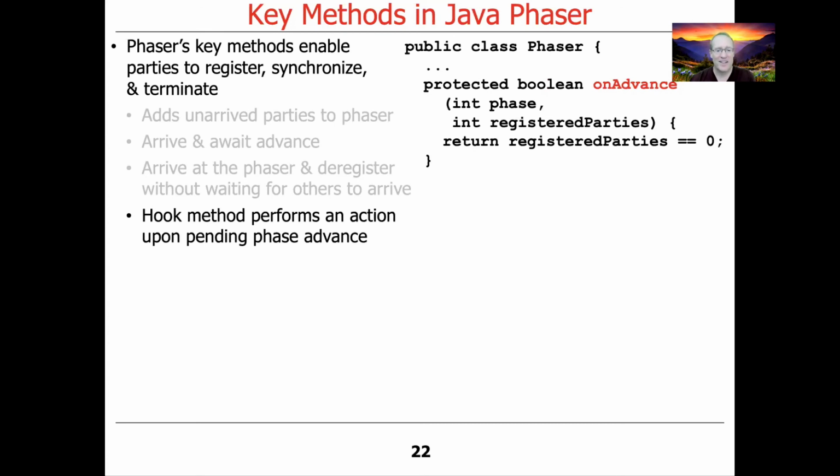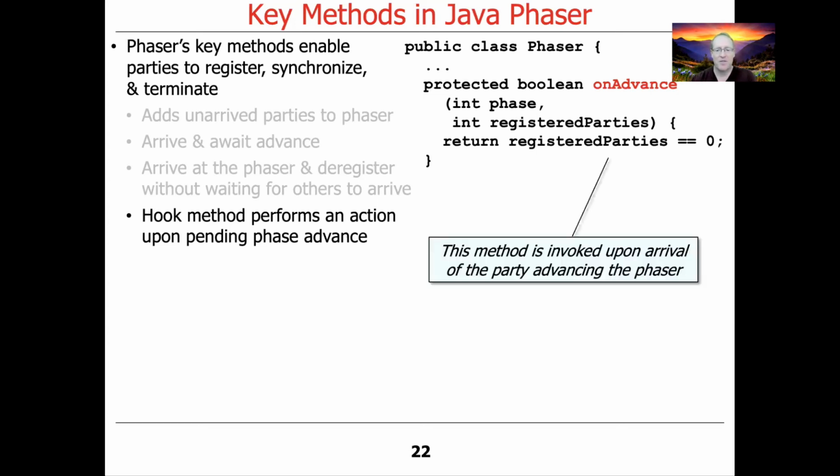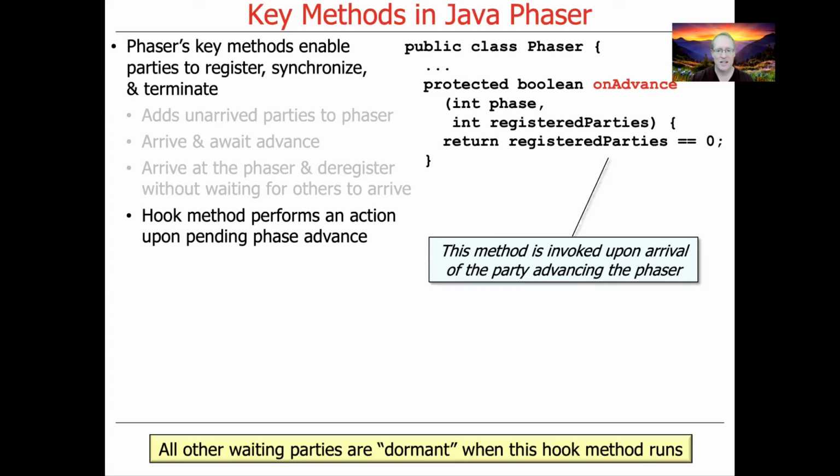There is yet another method. This is a hook method, very similar to the barrier action we talked about with cyclic barrier. And it's used to perform an action when the advance of a phase is pending. And you can see that it's given a default value, and its method is invoked upon the arrival of the party that's advancing the phaser. So pretty much whoever the last one is going to do that.